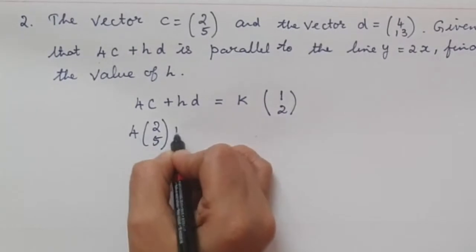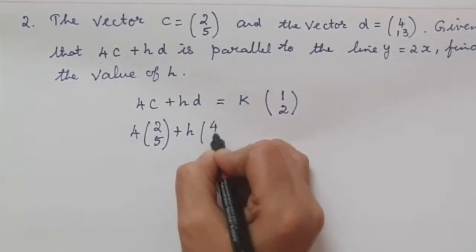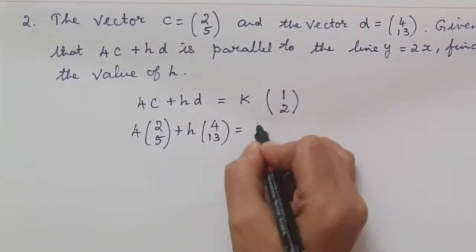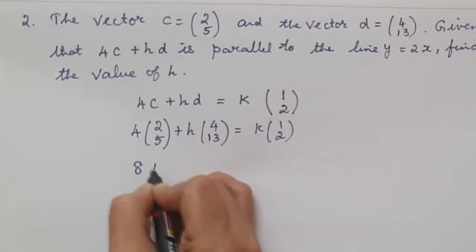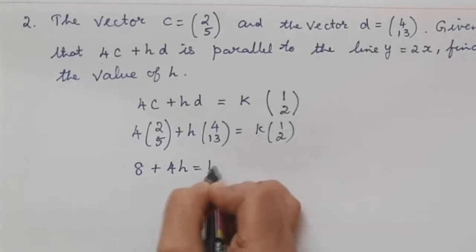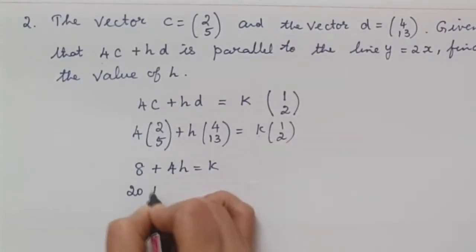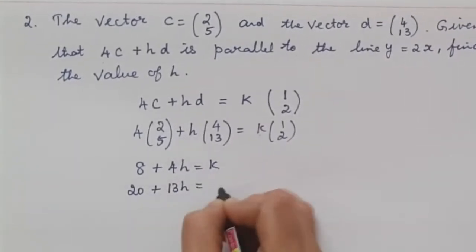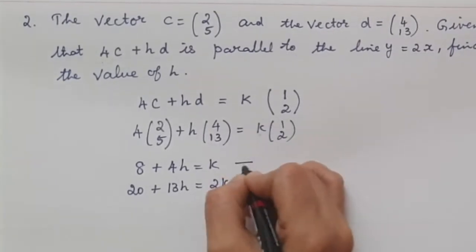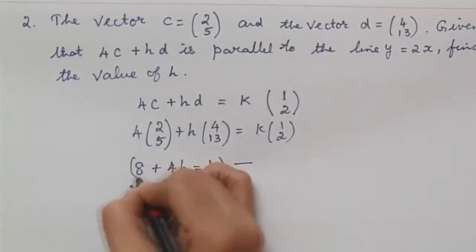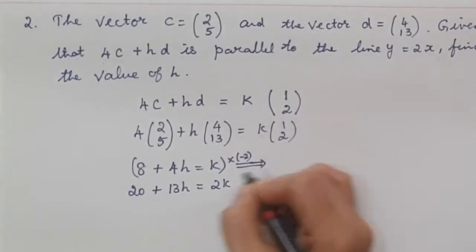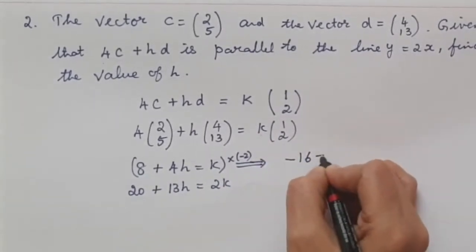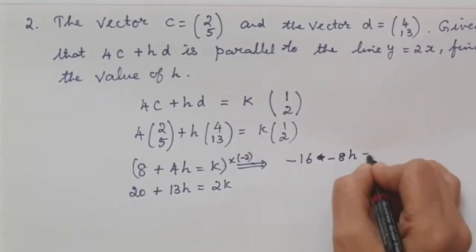Now we'll replace the values: 4(2, 5) + h(4, 13) will be equal to k(1, 2). Now equate the top value: 8 + 4h = k. Then 20 + 13h = 2k. So multiply the first equation by -2. When we multiply it, we get -16 - 8h = -2k.